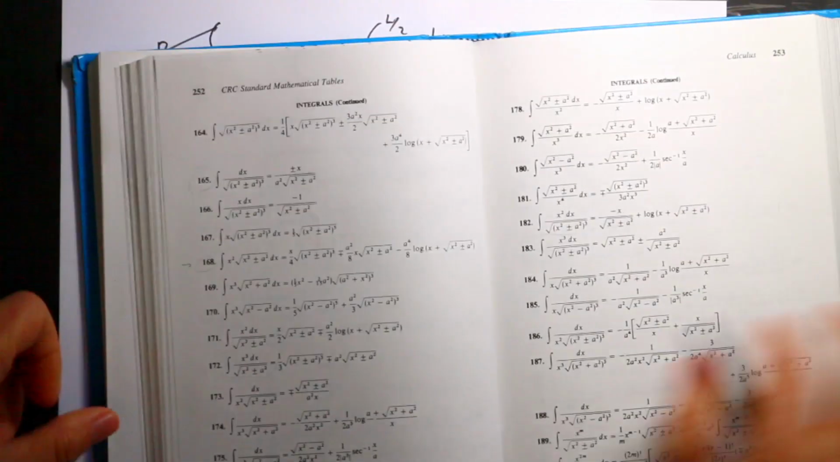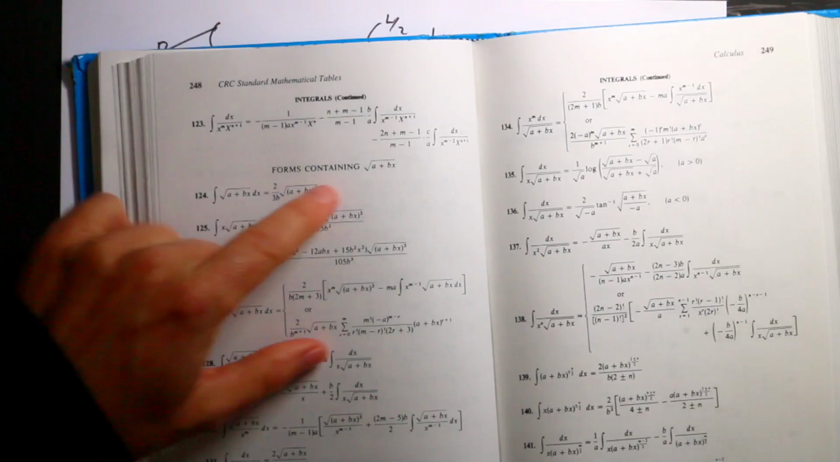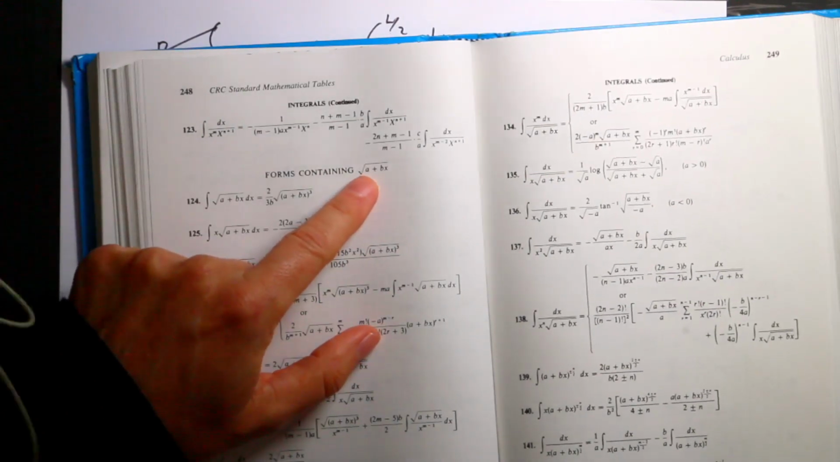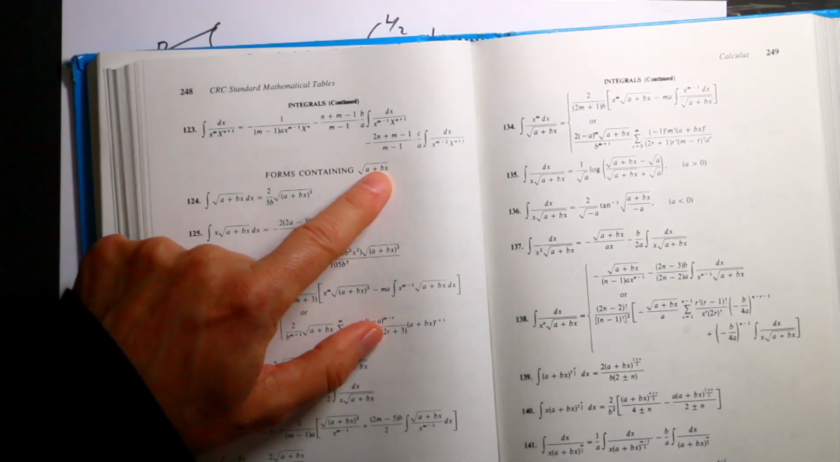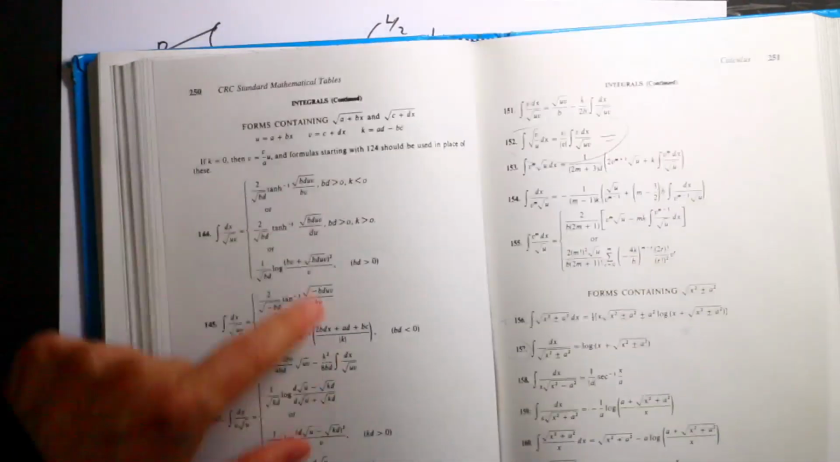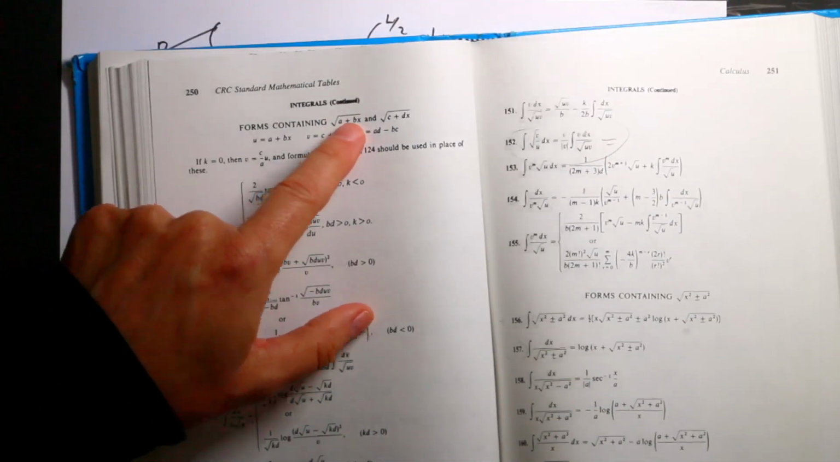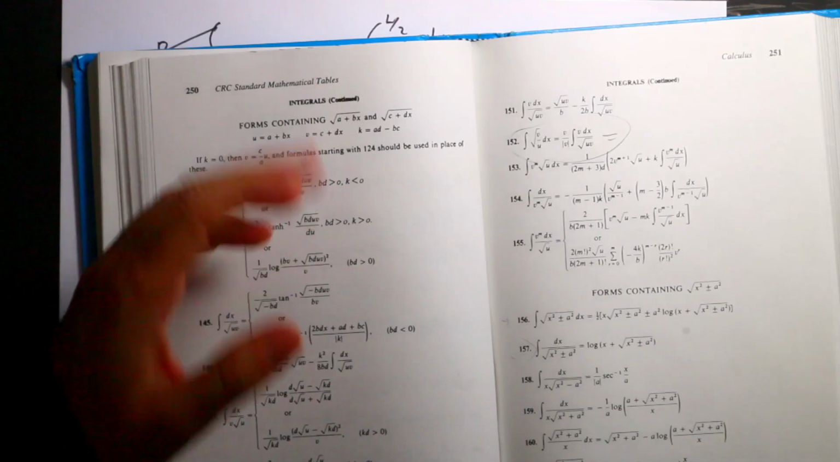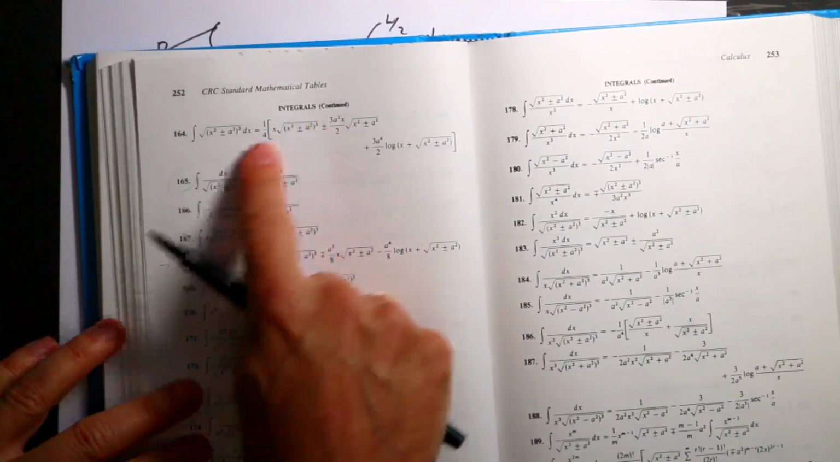So right here, it has a list of integrals, and you see the form containing the square root of a plus bx. That's not it. Then you have a plus bx or c plus dx. That's not it. I circled that one, I don't know why. This is actually my old book. What about this one?